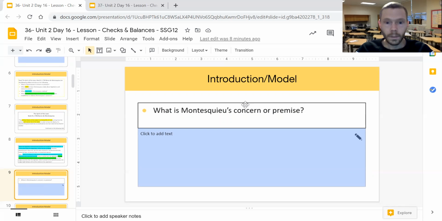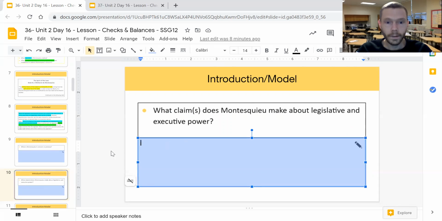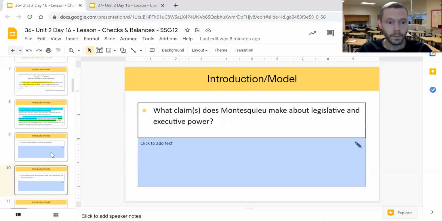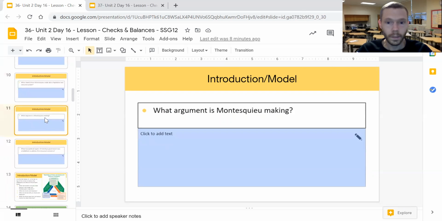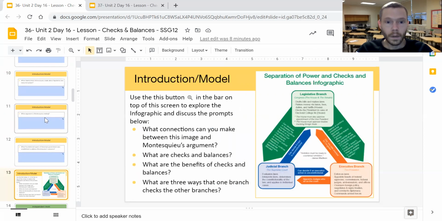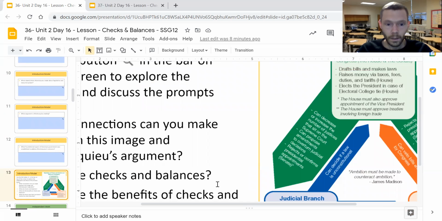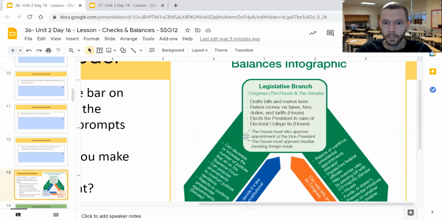And we can see on these slides, this gives students opportunities to click in and add their text so that you can also easily check for understanding if you are circulating around the classroom. In terms of the checks and balances infographic, it may be really hard for students to read. So if they use the magnifying glass bar, we can either do fit to page or we can click zoom in, and then we can see specific components of checks and balances.